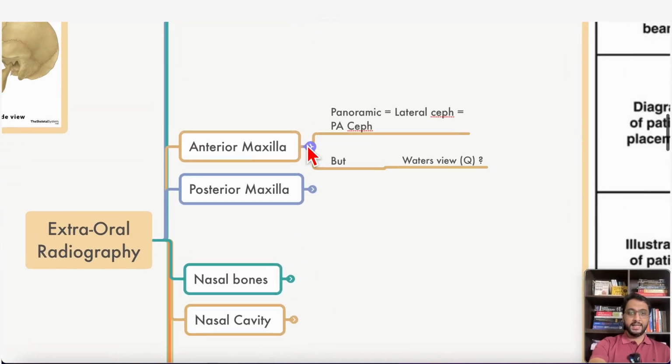Now if you see anterior maxilla, I'm going to bring you to some controversies. We said lateral ceph and PSF. Lateral ceph and PSF both can be used. Even your panoramic view can also be used. But one of the questions asked, if you go through your dental pulse, you will see that Waters view is used. Waters view is used to visualize maxilla.